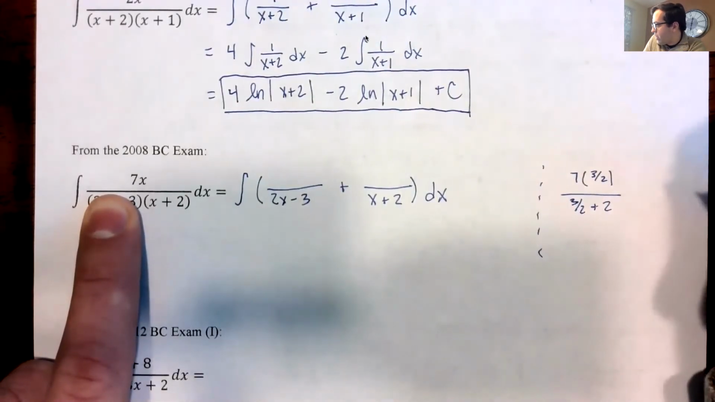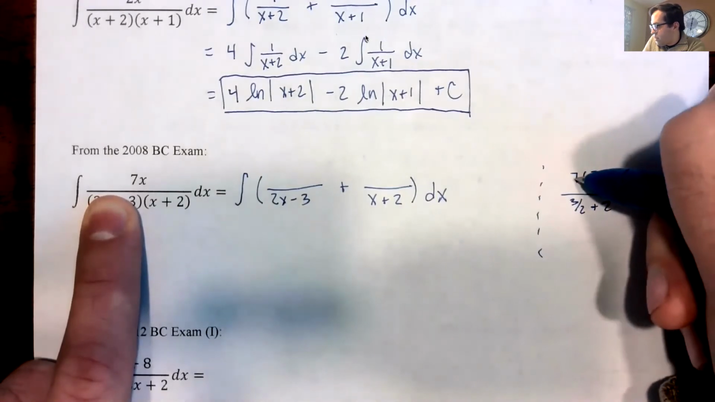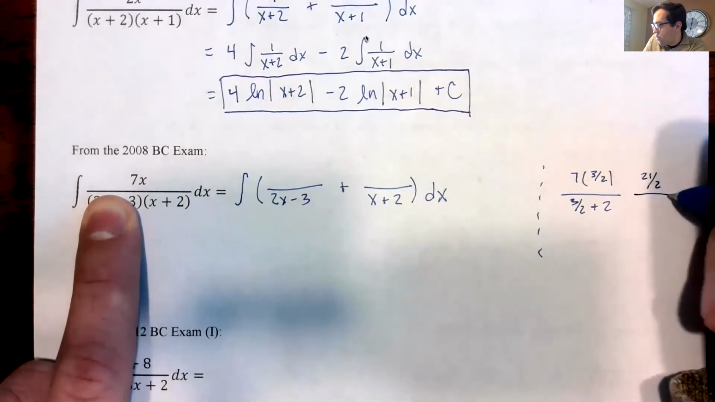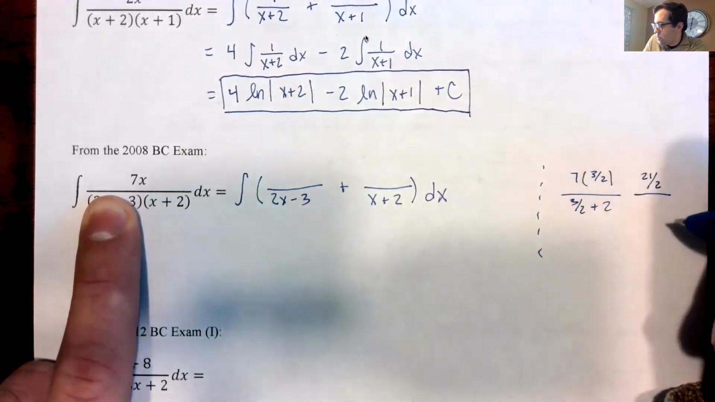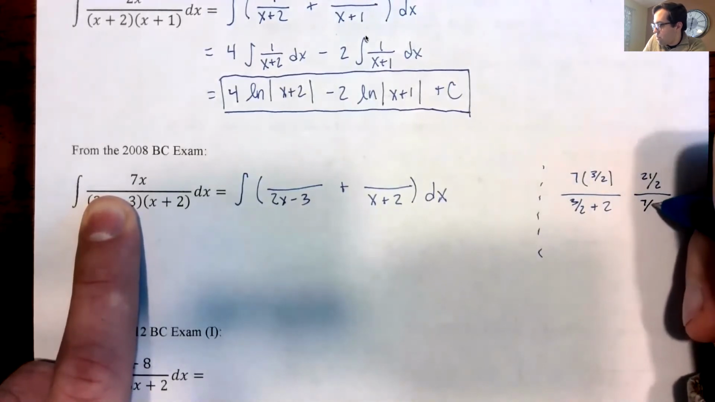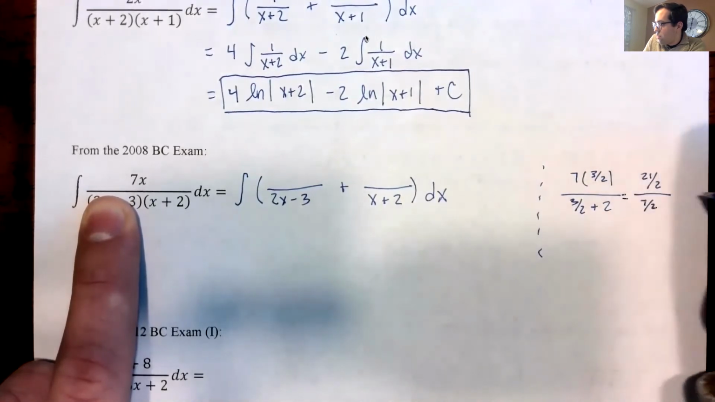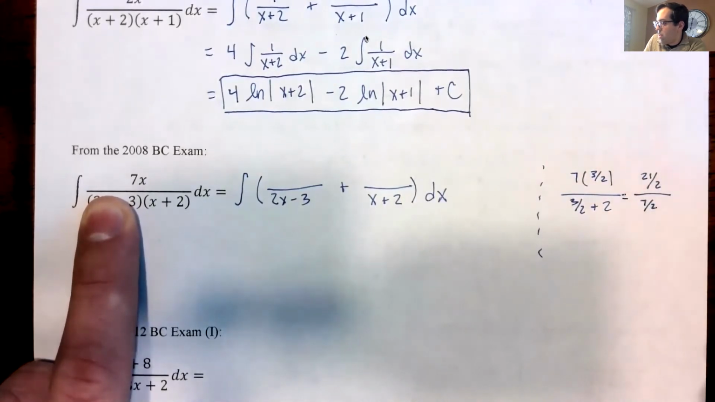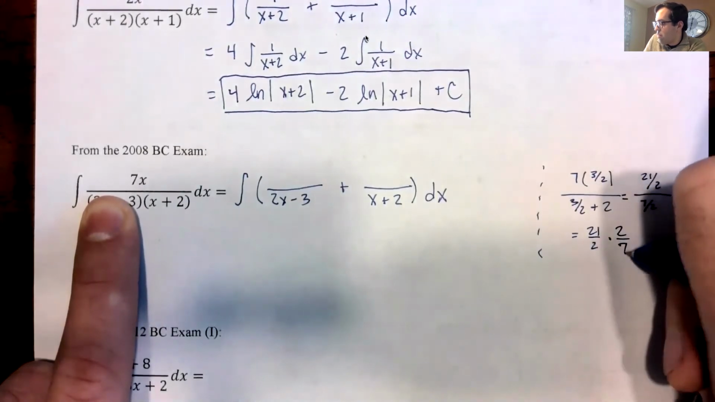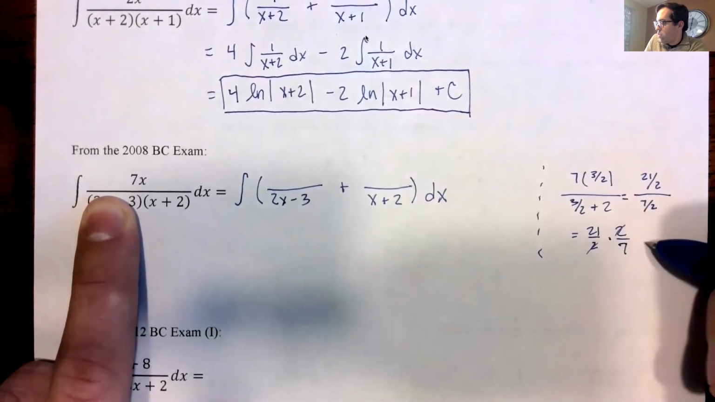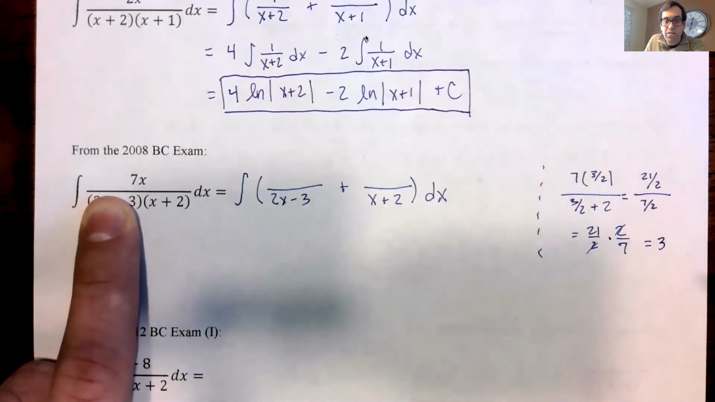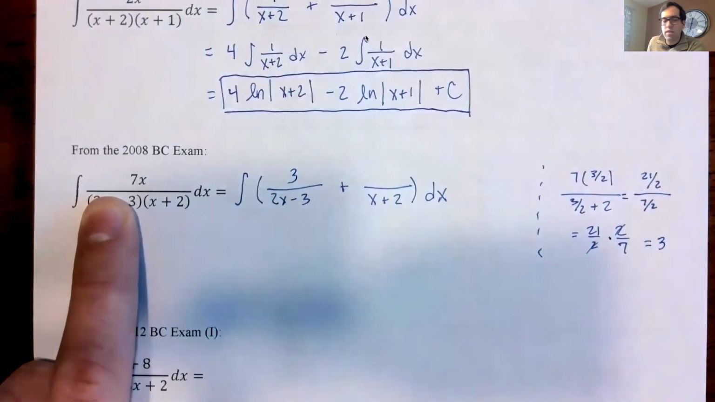So let's try that. We have 7 times 3 is 21 over 2, over 3 halves plus 2. So 2 is going to be 4 halves plus 3 halves is going to be 7 halves. So both of these have a denominator of 2, or I could just write it as 21 over 2 times 2 over 7. The 2's cancel. 21 divided by 7 is 3. So that actually turned out pretty nice. Our first numerator is 3.